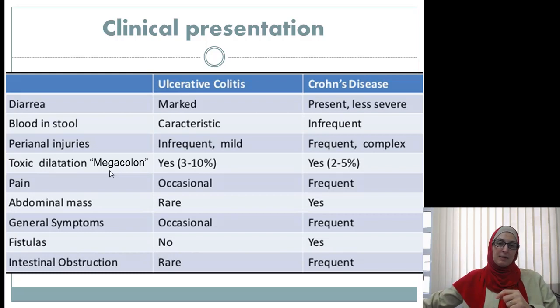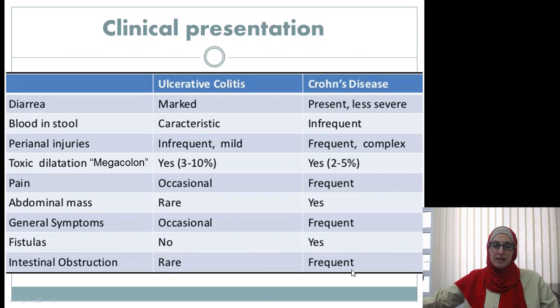Another thing, Crohn's is more painful than ulcerative colitis. Abdominal mass is rare in ulcerative colitis, but it is seen particularly in the right quadrant in Crohn's disease, which would induce pain, and the patient might go to the emergency department thinking that he's having appendicitis. So this is how Crohn's disease is affected.